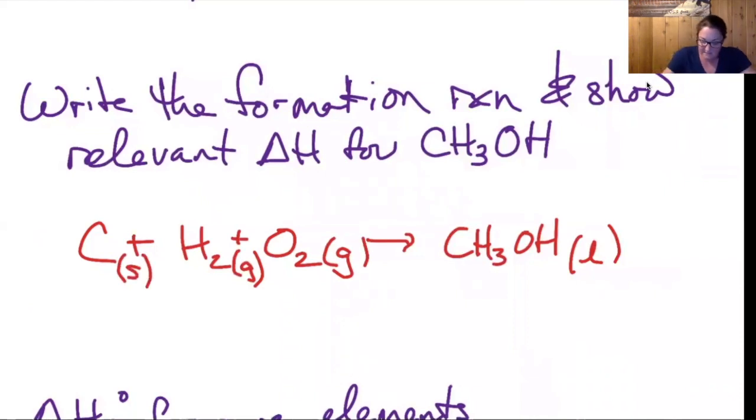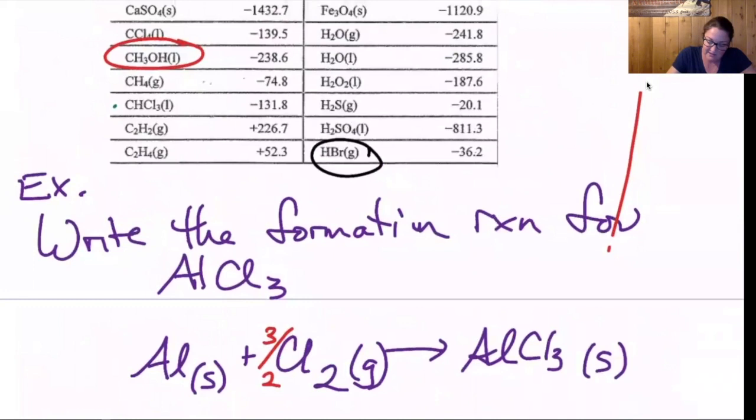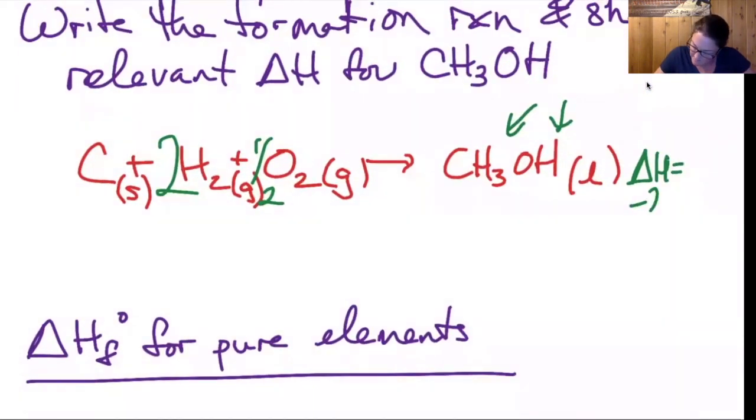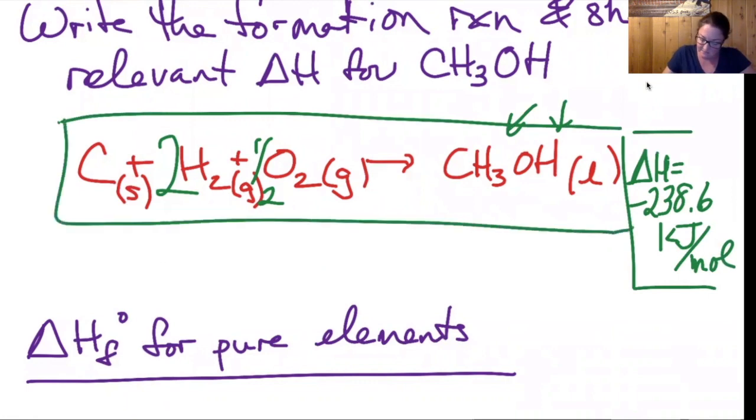Now, balancing this one, I'm sure you can see the carbons are already balanced. On the right, I have 4 hydrogens, so I'll use a 2 there, and 1 oxygen on the right, so I'll use a 1/2 there. It also said I'm supposed to show the relevant delta H value. So for this reaction, the relevant delta H value is the formation of CH3OH. That value is negative 238.6. And if you look at the units at the top of the table, you can see that it says kilojoules per mole. Actually, all of this is my answer.